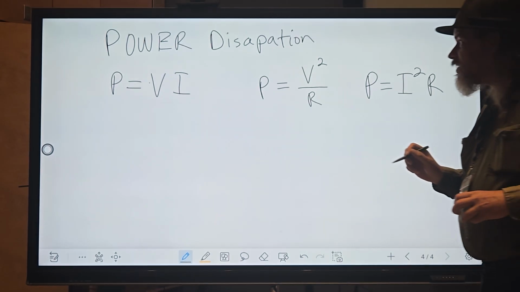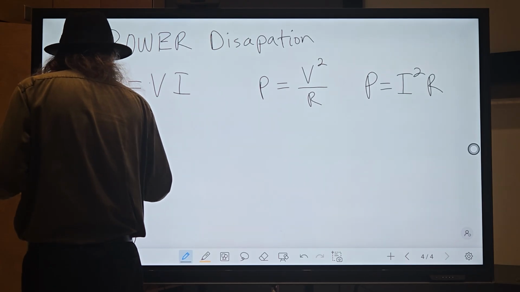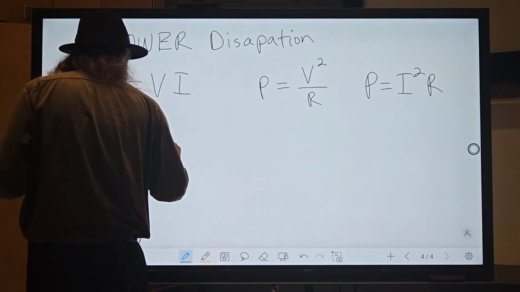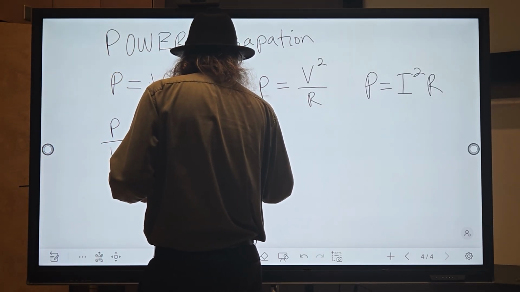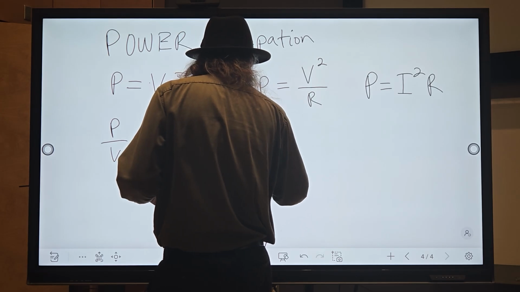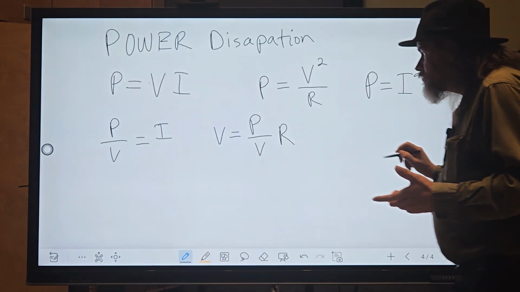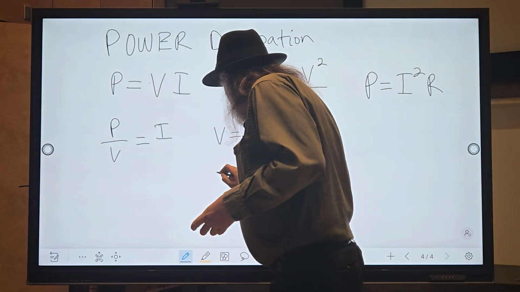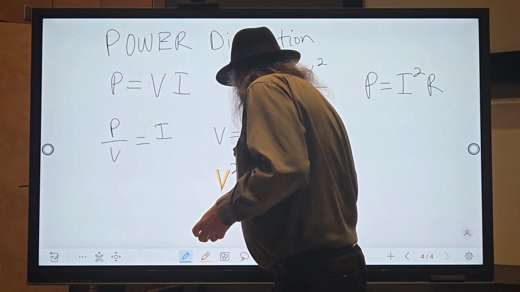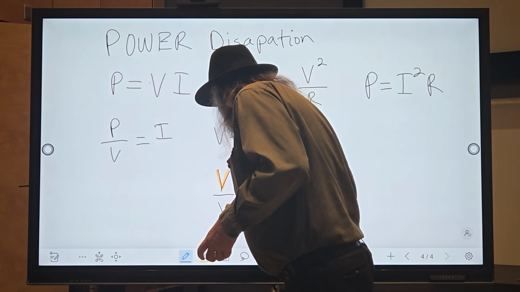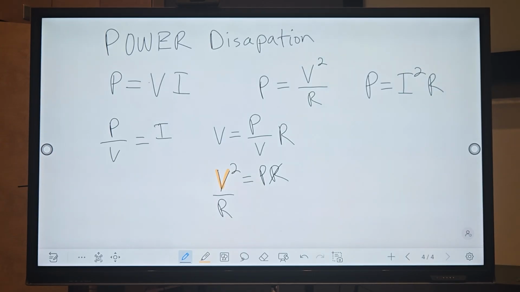Because if you solve for I, P over V equals I, and then substitute that into V equals I R in Ohm's law, and then solve for P, you get V squared equals P R over R, and P equals V squared over R.